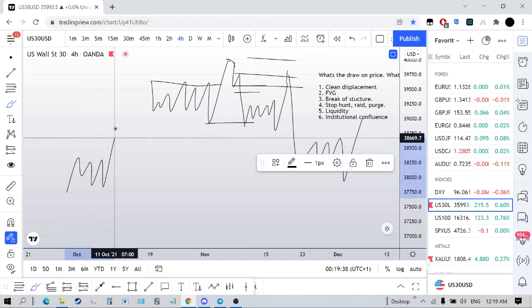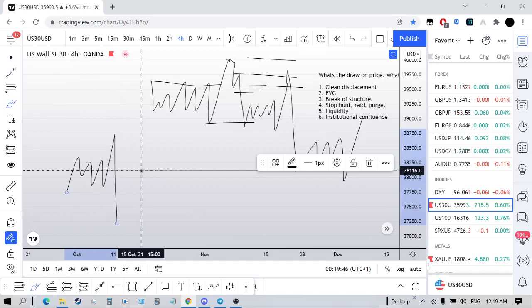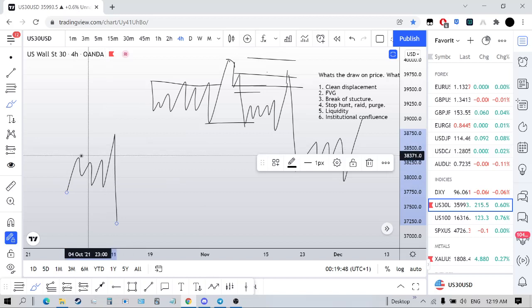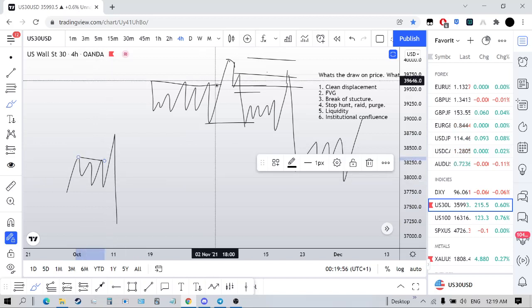We have this high get ran, breaker structure. Okay, and then now when we see this high get ran, you see this high get ran, this whole move right here would be a full order block on a higher time frame. All right, this whole move right here would be an order block on a higher time frame.